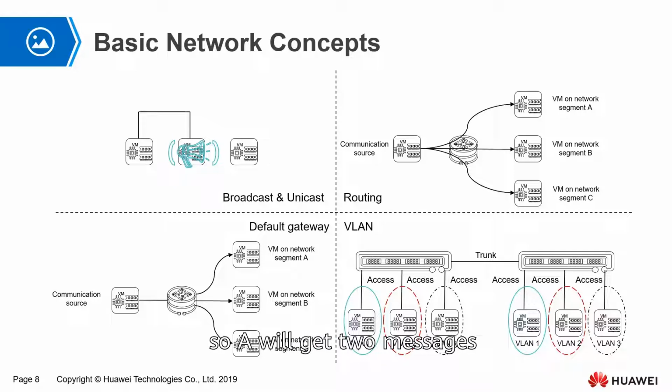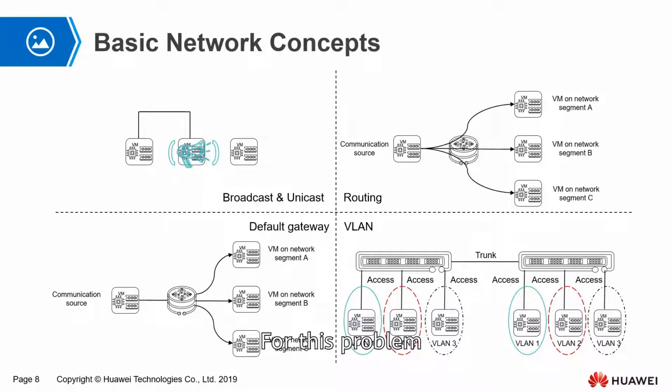So it will get two messages and it has no idea about what to do next. This is a security issue. Another problem is efficiency. In the entire broadcast domain, A is looking for B. At the same time, B is looking for C, C is looking for A, and everyone is broadcasting. This affects efficiency. There is a lot of broadcast traffic in the entire network, and the real business traffic will be blocked.